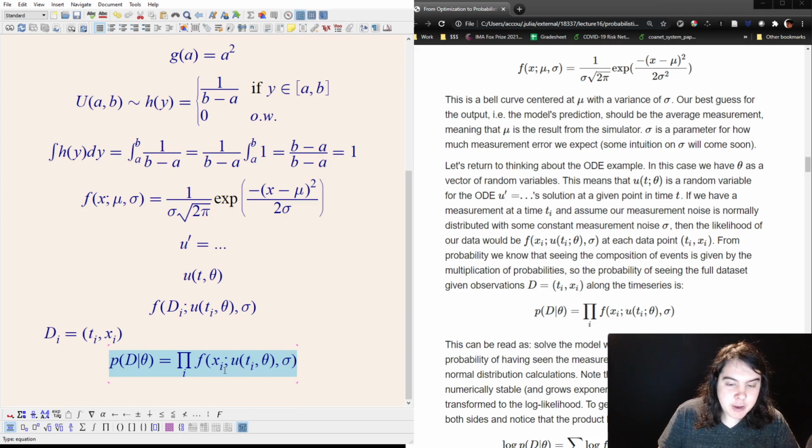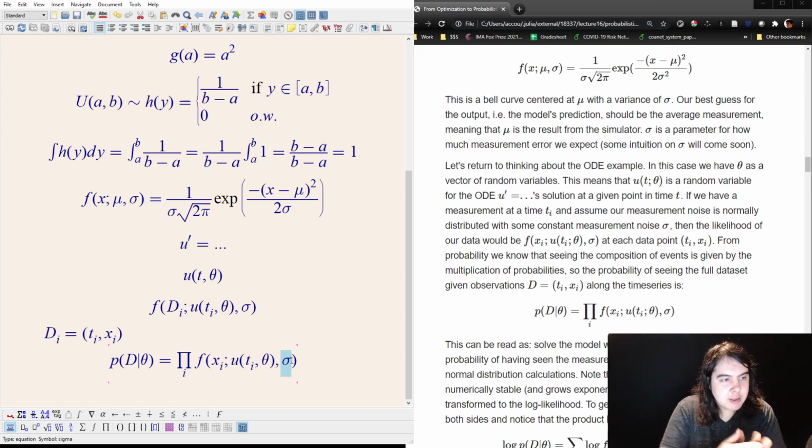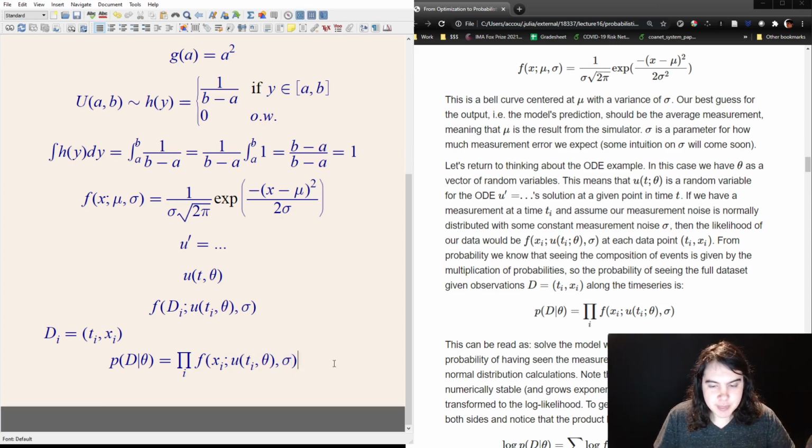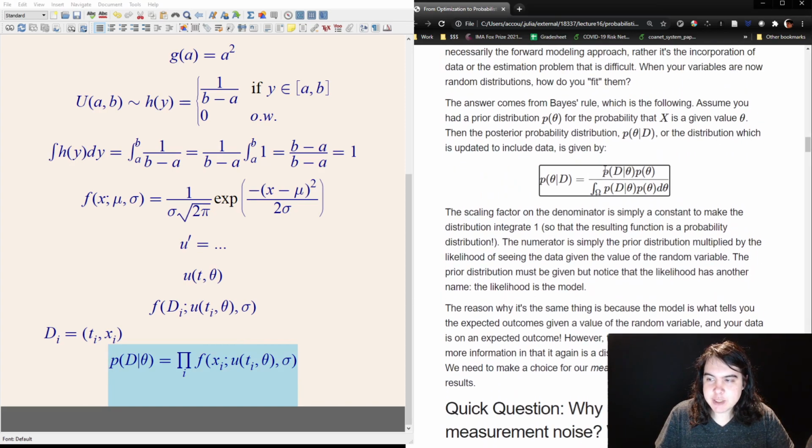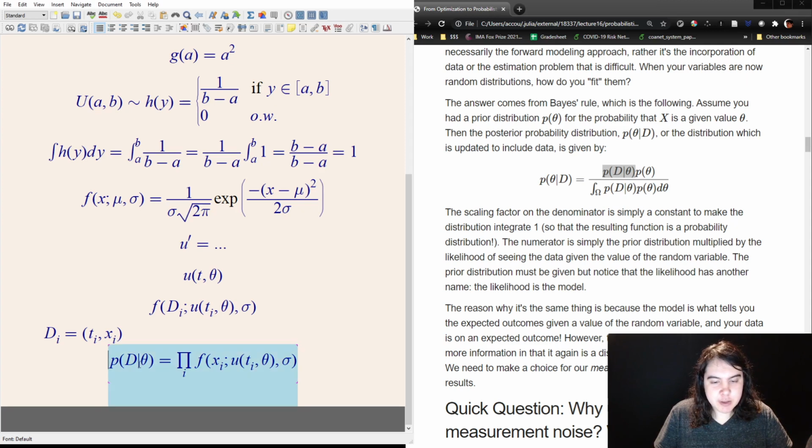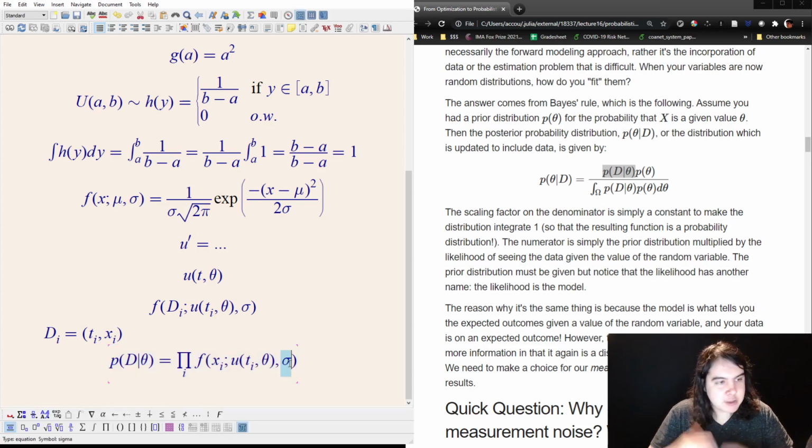Let me run through that one more time. The probability of seeing my data given an assumed choice of theta is the product of all of the probabilities over every data point, where at a given data point, it's the probability of seeing that specific piece of data, given the fact that, with a theta, my ODE solution predicts that the data should be all the way down here, and I have a sigma that is then defining how likely it is that my ODE solution is incorrect. Right, so this is that likelihood distribution. So if I had n different data points and I'm trying to fit my ODE to it probabilistically, this is the formula that I would have if I assume that my measurement noise is normally distributed and my measurement noise has some constant variance across it.